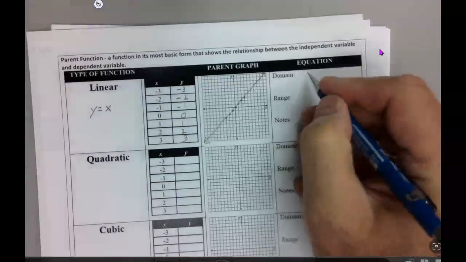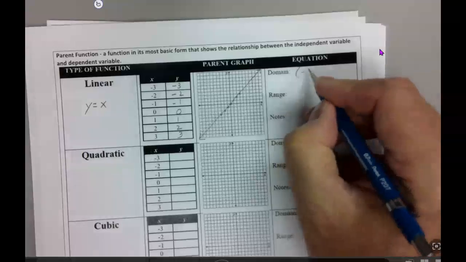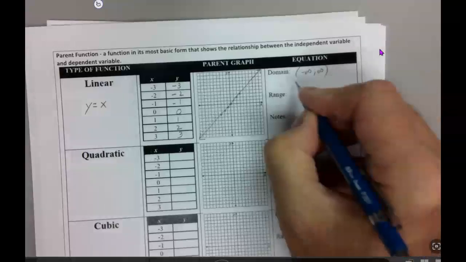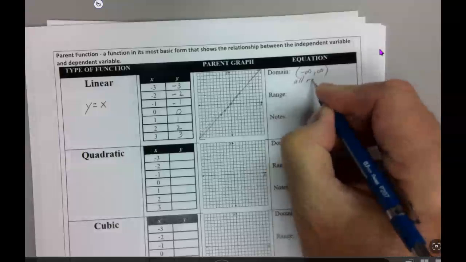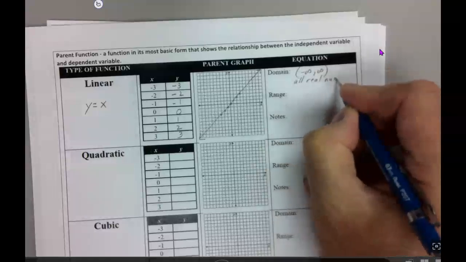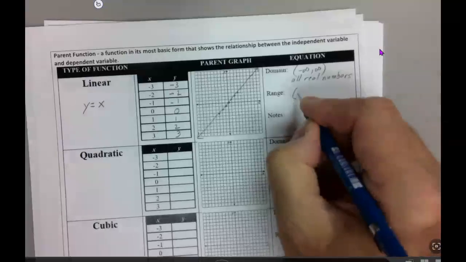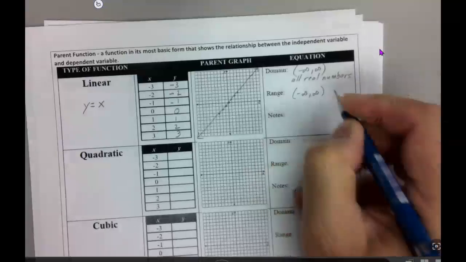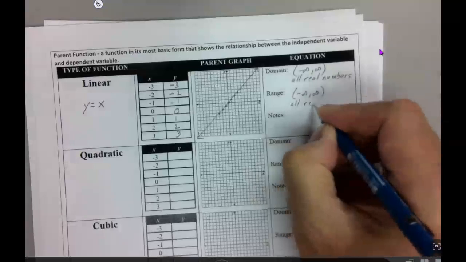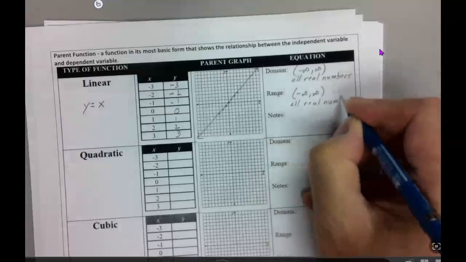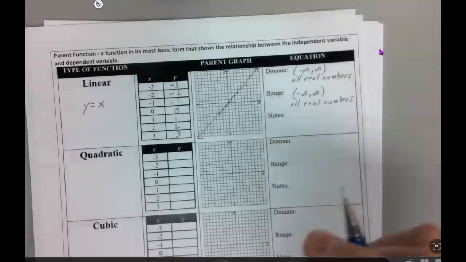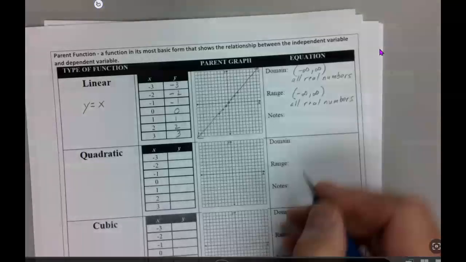The domain, again, is all real numbers. And the range is also all real numbers. And again, what is this thing? It's a straight line.